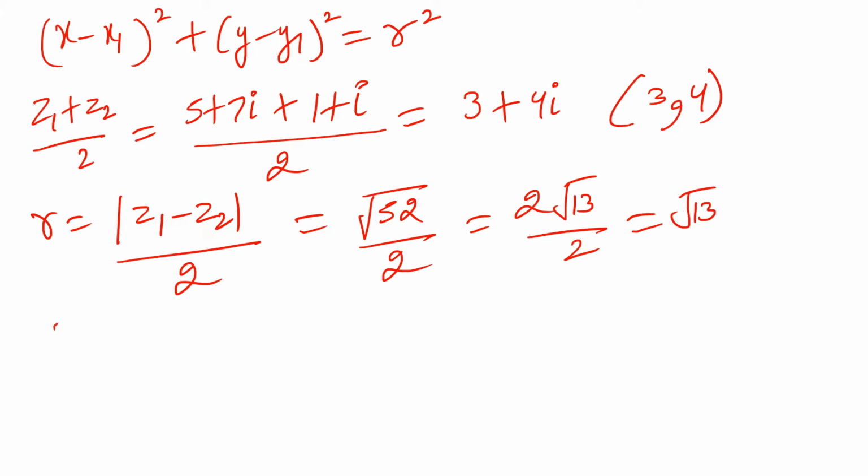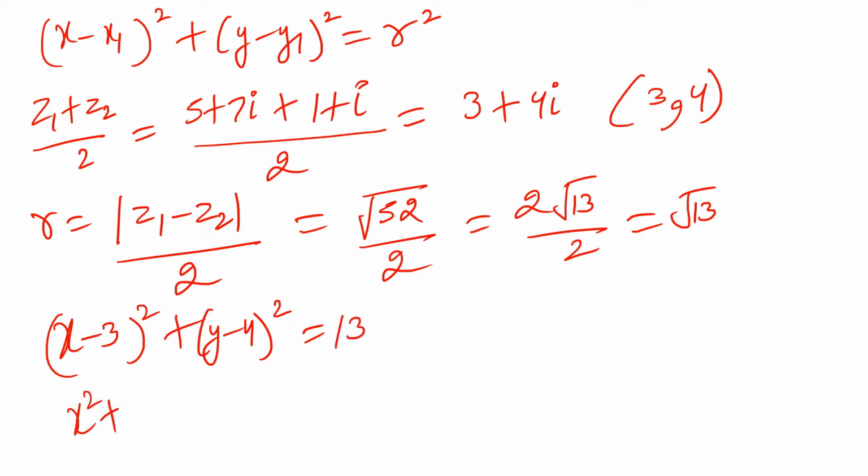So that means the equation in terms of coordinate geometry is going to be (x minus 3) square plus (y minus 4) square equal to 13. Or if I just simplify it, it is going to be x square plus y square minus 6x minus 8y plus 12 is equal to 0. Fine. Why I am converting this in terms of coordinate geometry, you will come to know just now. Now what you have to do is the same process for the second given equation.